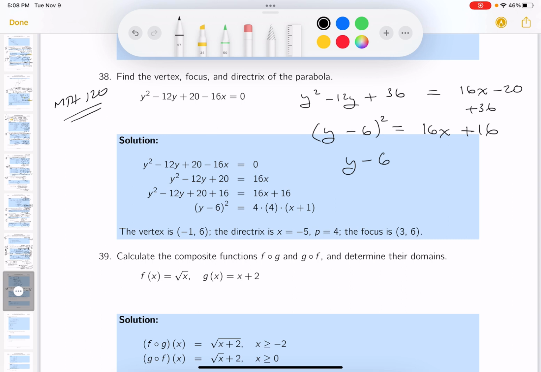What do you get over here? y minus 6 squared. I'm going to factor out a 16, and you get x plus 1. All right, now I want to write it as the 4p, because that's how they taught you in Math 120. So y minus 6 squared equals 4 times the p. Well, that'd have to be 4, because that's 16, right? And x plus 1.